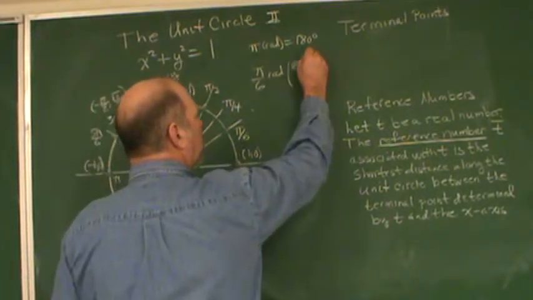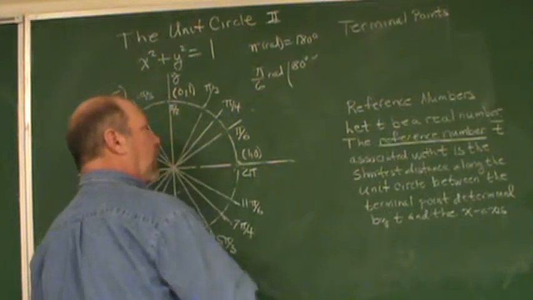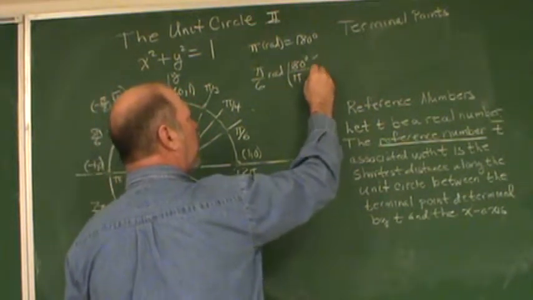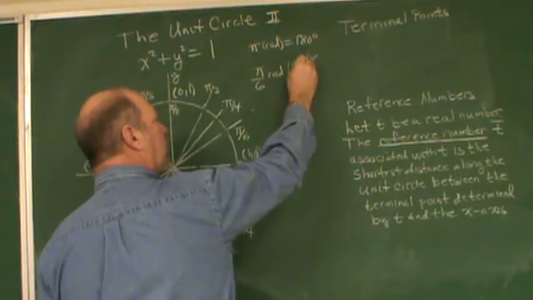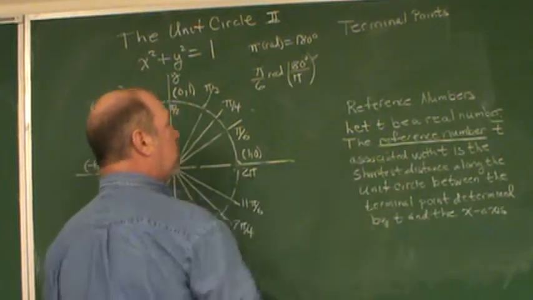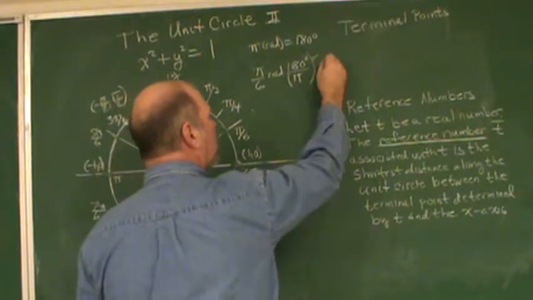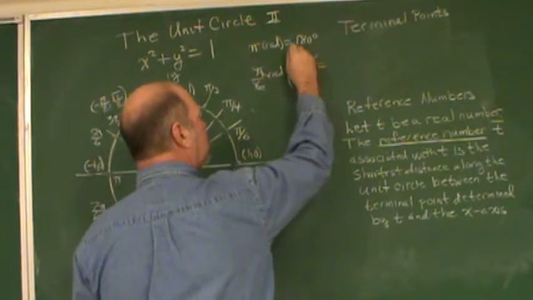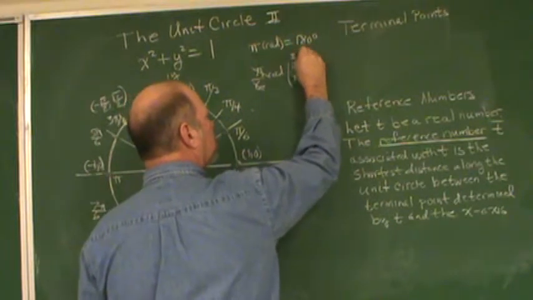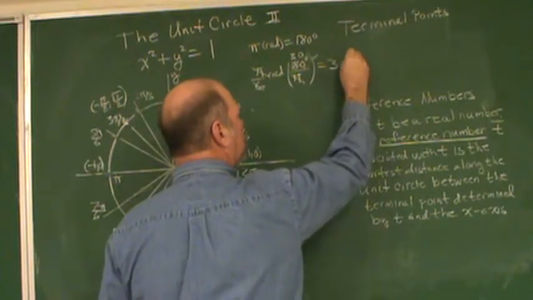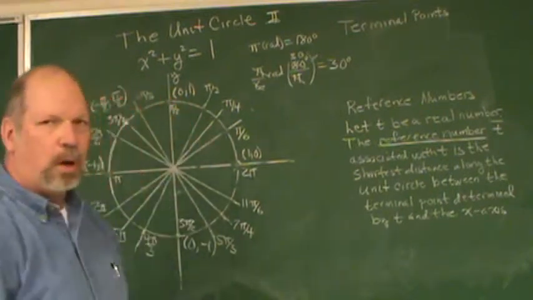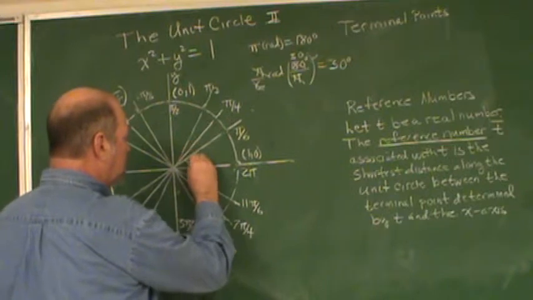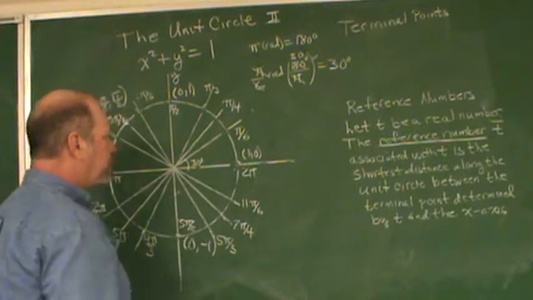So I'm going to multiply pi over 6 radians by 180 degrees over pi radians. And 180 degrees over pi radians is simply 1. Now if you look at this, the pi's cancel out. 6 will go into 18, 6 will go into 18 3 times. So you get 30 degrees. In other words, from here to here, this angle is 30 degrees.